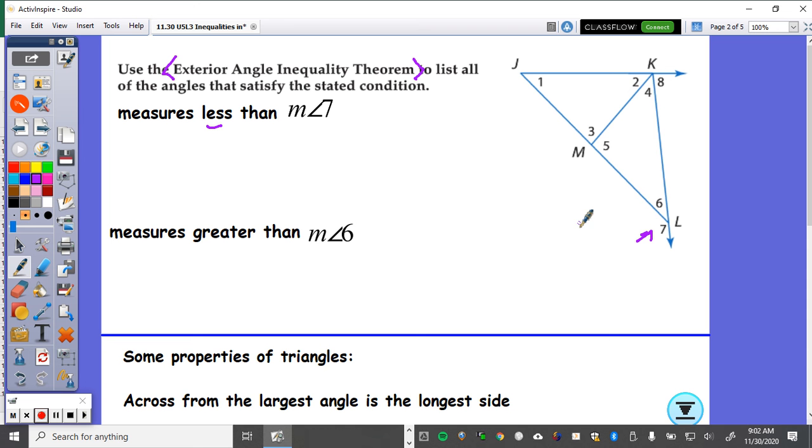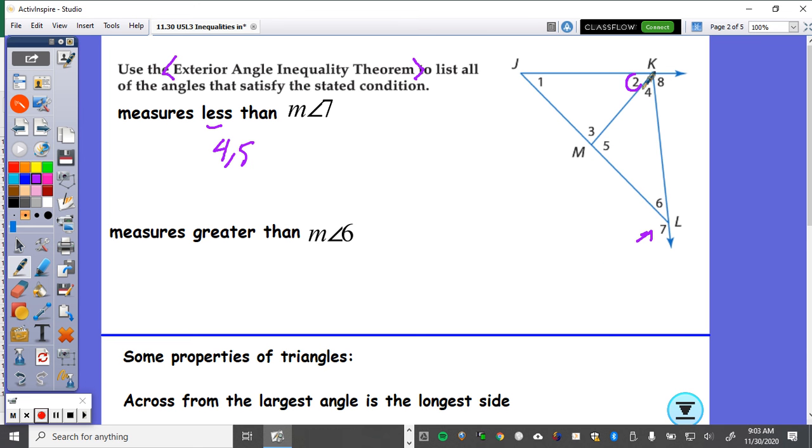Any guesses? I know that. 4 and 5. You just stepped in and you know it. Good job. Angle 4 and 5, because this angle plus this angle equals this angle. So therefore, 4 and 5 are less than 7. But there are more angles. What else?